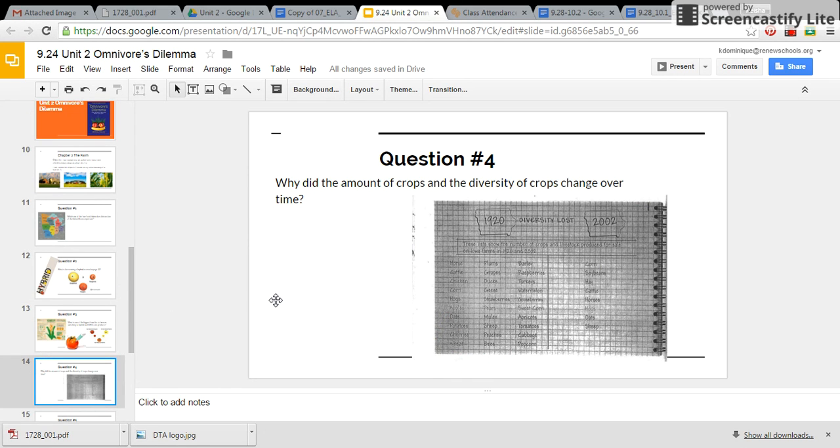Question number 4. Why did the amount of crops and the diversity of crops change over time? And you can refer to your chapter 2 text. This chart basically shows the 1920 crop list and then the 2002 crop list. What is the reason that the amount of crops and the diversity of crops changed over time?